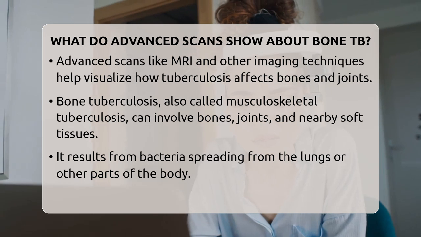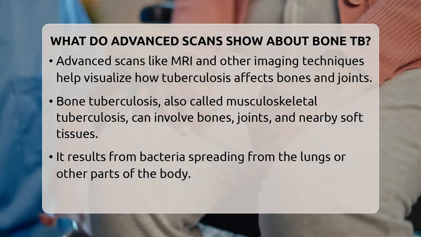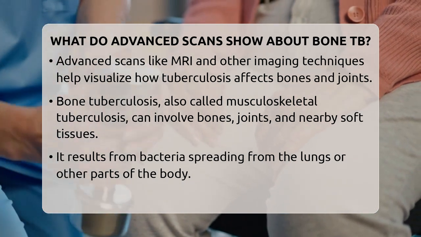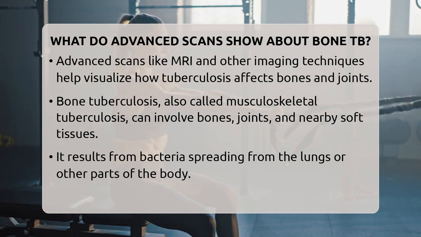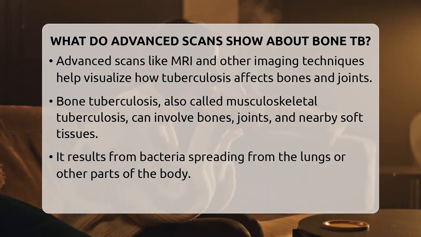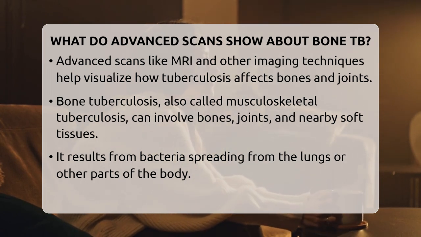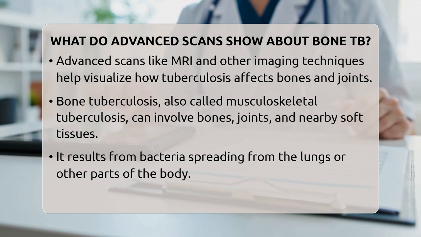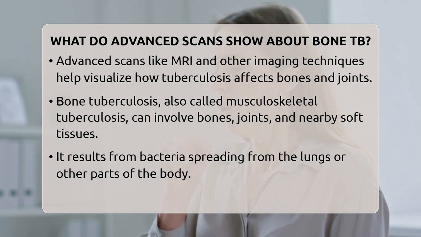It is caused by the bacteria that lead to tuberculosis, which can spread from the lungs or other parts of the body. Detecting it early is important for effective treatment, and advanced imaging helps doctors do just that. Magnetic resonance imaging, or MRI, is the most powerful tool for visualizing bone tuberculosis. It provides high-resolution images of bones, joints, and soft tissues.